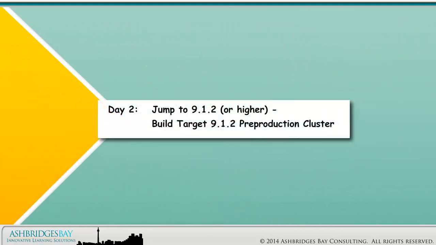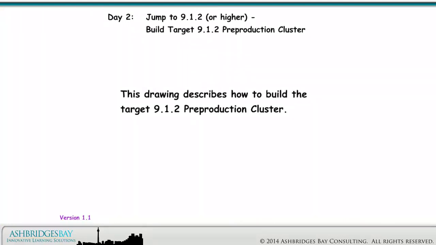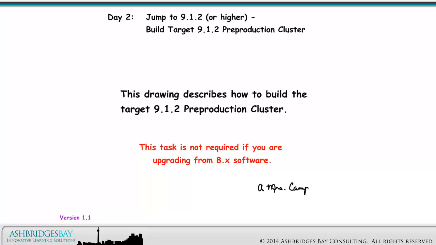Welcome to our whiteboard drawing, Jump to 9.1.2 or higher, Build Target 9.1.2 Pre-Production Cluster. This drawing describes how to install the Cisco apps in the Pre-Production Cluster. This task is not required if you are upgrading from 8.x software.